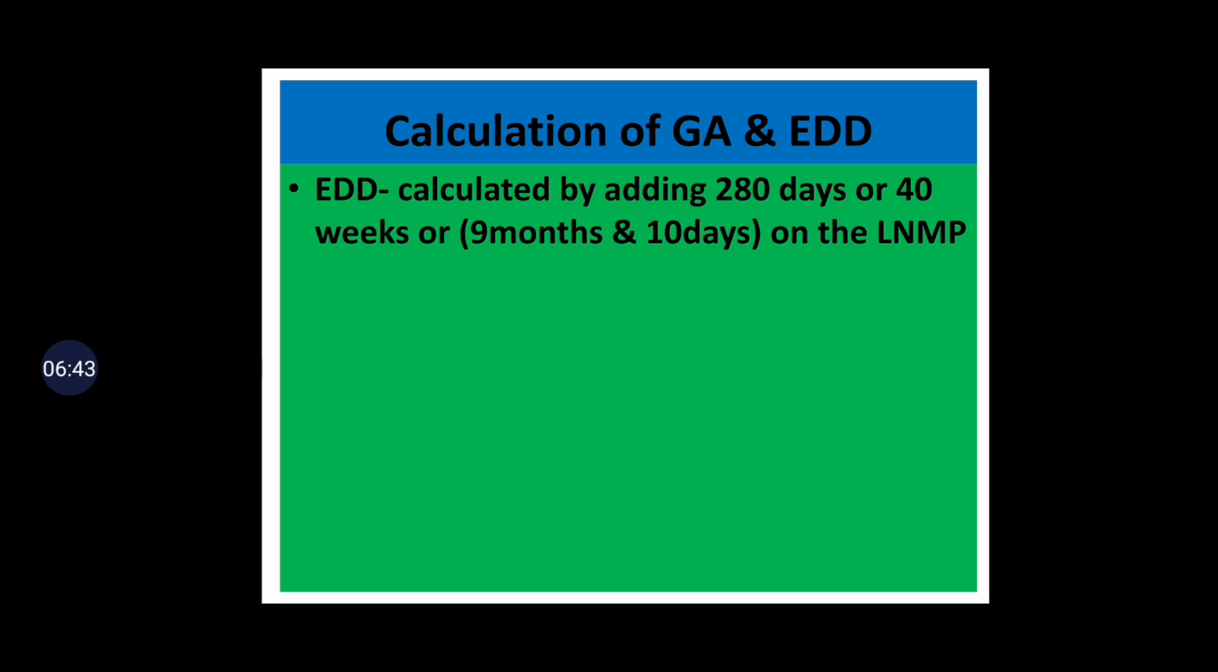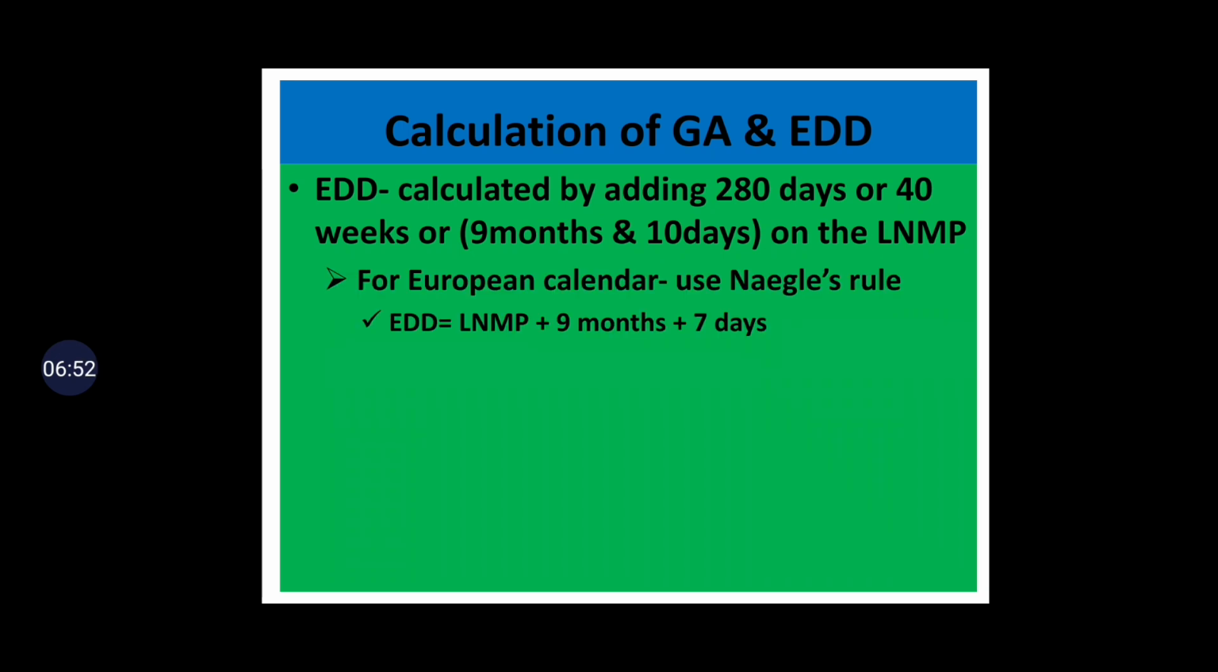EDD is calculated by adding 280 days, or 40 weeks, or 9 months and 10 days, to the last normal menstrual period. For the European calendar, use Naegele's rule: EDD equals last normal menstrual period plus 9 months plus 7 days, because 7 months of the year have 31 days in the European calendar. So we should add 7 days instead of 10.